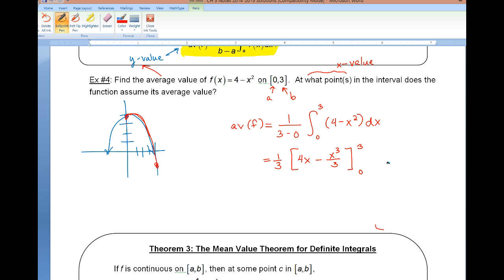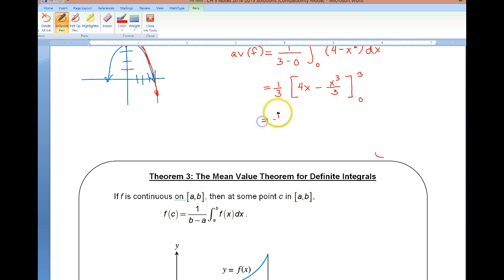Notice I'm going to use brackets when I have more than one term so I don't get confused. I have to plug 3 into both parts, and I have to plug in 0 to both parts. Obviously 0 is going to be easy. So I have 1/3 times 4 times 3 minus 3 to the 3rd over 3.